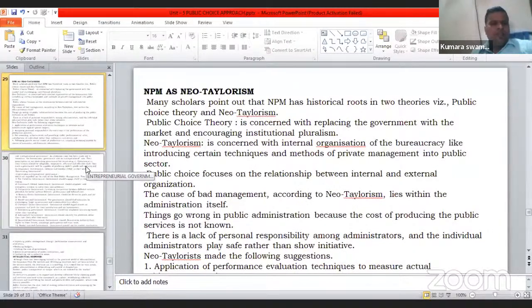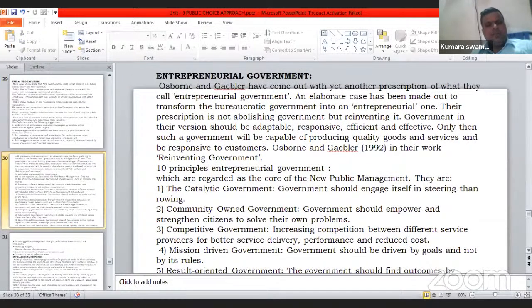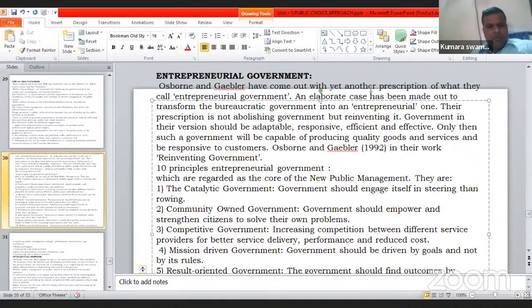After neo-taylorism, we can go to the other concepts which come under the new public management, that is entrepreneurial government. When you are talking about entrepreneurial government, we need to remember the Osborne and Gabler book, An Entrepreneurial Government. Osborne wrote the book in 1992. He focused on entrepreneurial government, how the government has to work like an entrepreneur, like a businessman. He wrote that book, Reinventing Government. In that book, he elaborated different concepts and views on the government.